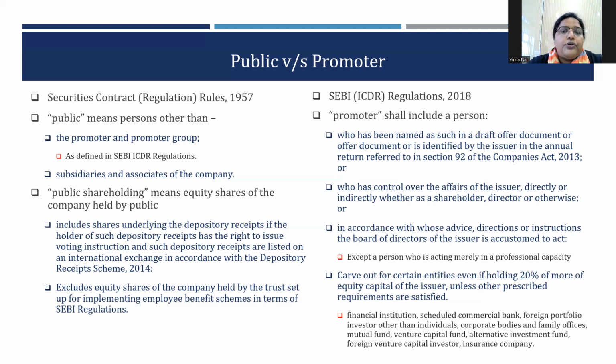There exists a carve out for institutional investors, even if they end up holding 20% or more of equity in that company, unless the other conditions are fulfilled. So if there are scheduled commercial banks, mutual funds, venture capital funds, insurance companies, or foreign portfolio investors, excluding individuals and family offices, etc., even if they hold 20% or more of capital, they would not be identified as a promoter unless the other prescribed conditions, that is, an element of control, or being identified as one in the offer document, etc., have been fulfilled.